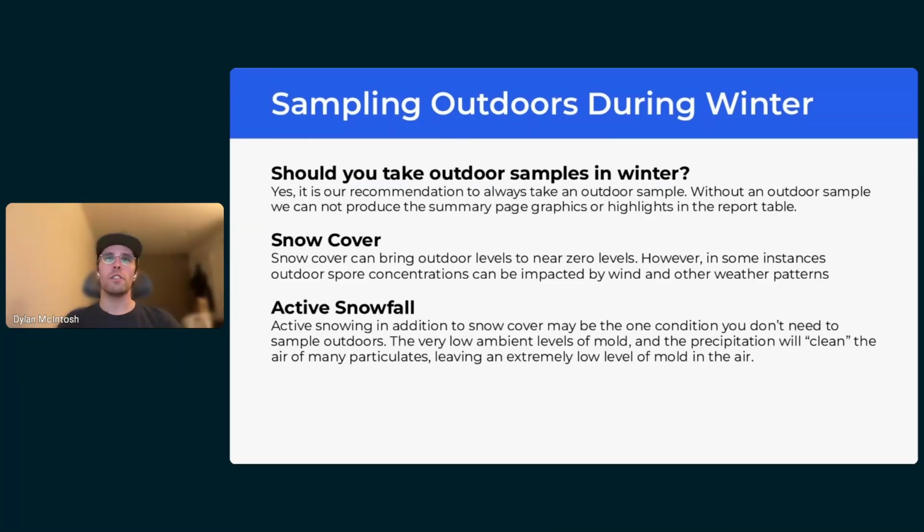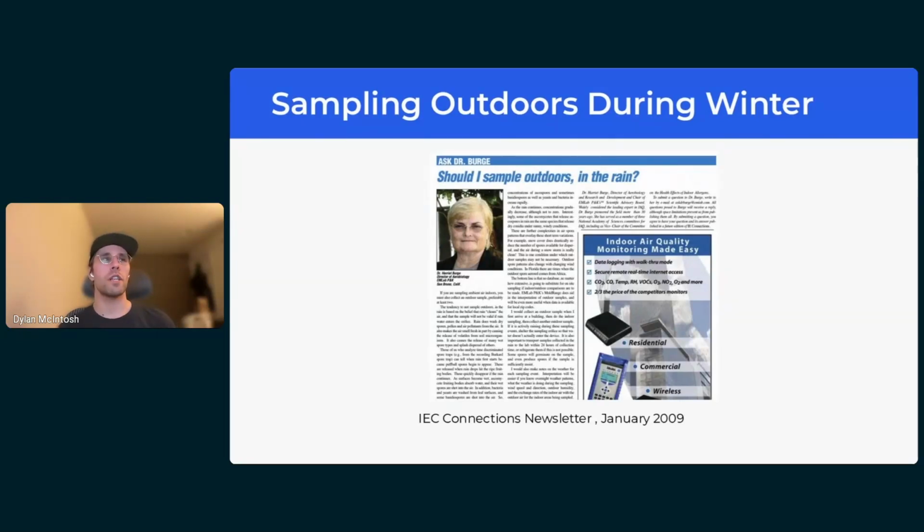That's the one situation that Dr. Burge, in this article here, says may be the only time you don't need an outdoor air sample: during a snowstorm. Dr. Harriet Burge is one of the originators of the modern mold inspection and testing industry. She has had a column in the Indoor Environmental Connections newsletter. Here's the article from 2009. If you want a copy of this, I can send it to you. She talks about sampling during rain, snow, etc. And her recommendation is you should always take an outdoor air sample. I also agree with that stance.